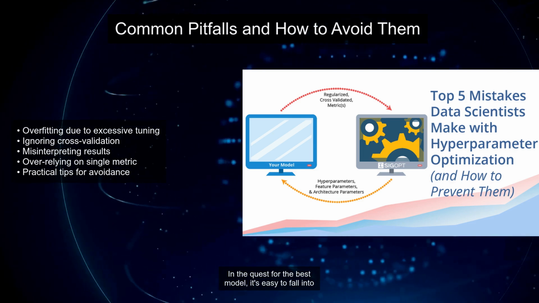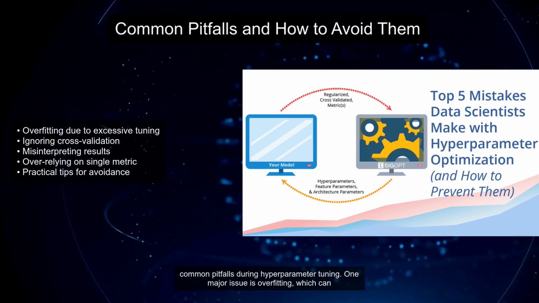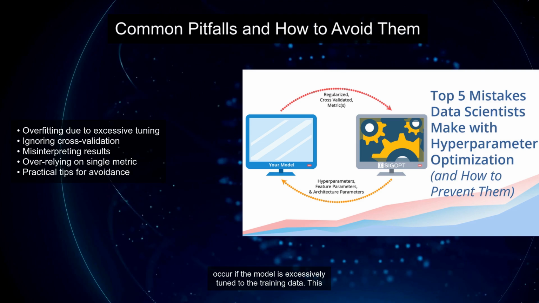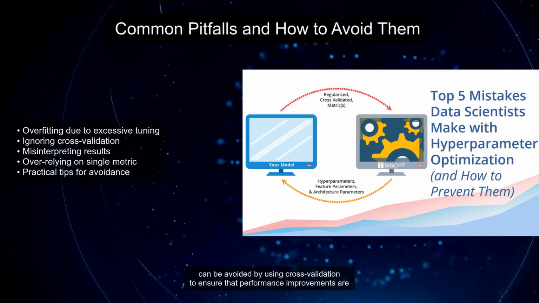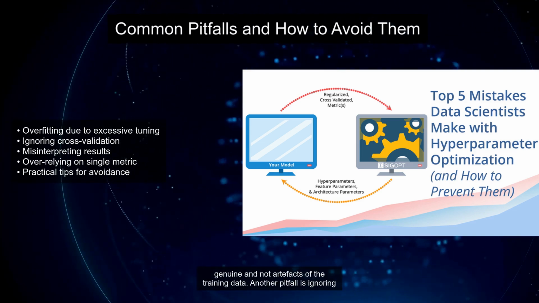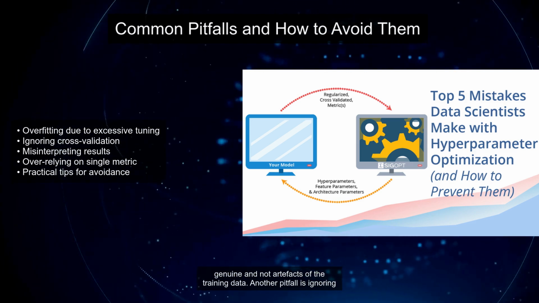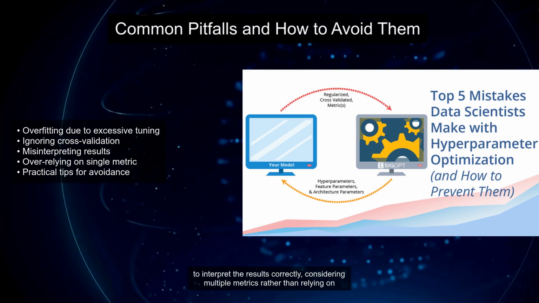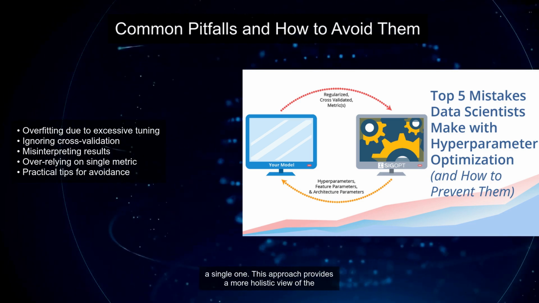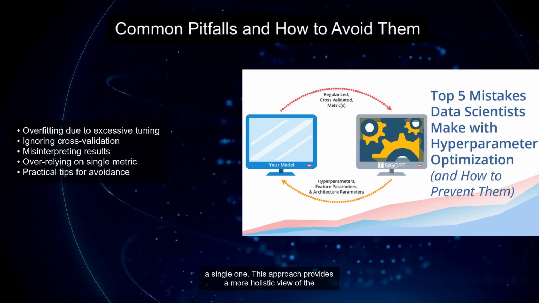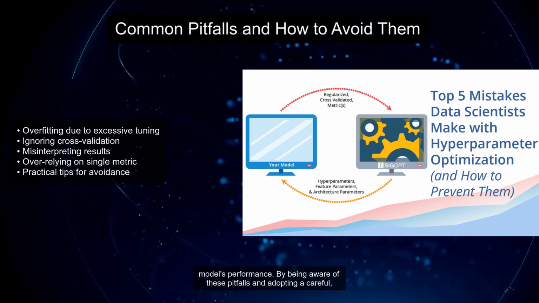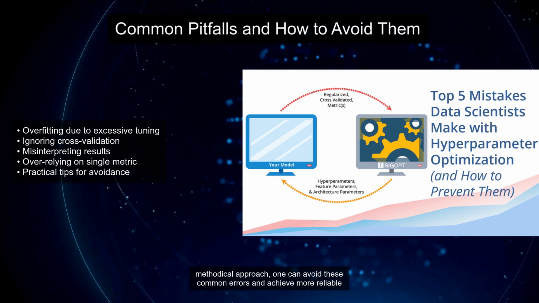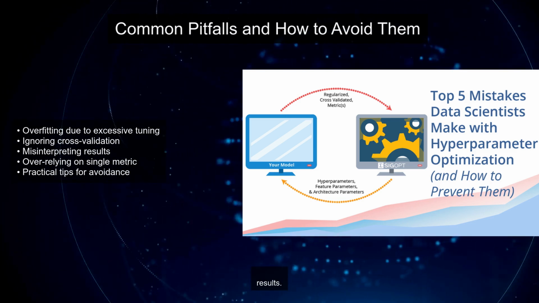In the quest for the best model, it's easy to fall into common pitfalls during hyperparameter tuning. One major issue is overfitting, which can occur if the model is excessively tuned to the training data. This can be avoided by using cross-validation to ensure that performance improvements are genuine and not artifacts of the training data. Another pitfall is ignoring cross-validation altogether, which can lead to misleading performance metrics. It's also important to interpret the results correctly, considering multiple metrics rather than relying on a single one. This approach provides a more holistic view of the model's performance. By being aware of these pitfalls and adopting a careful, methodical approach, one can avoid these common errors and achieve more reliable results.